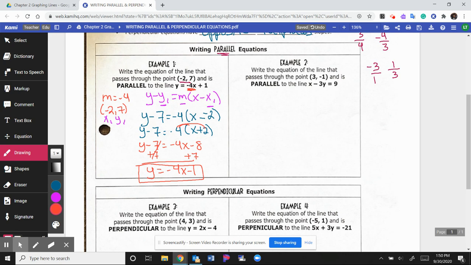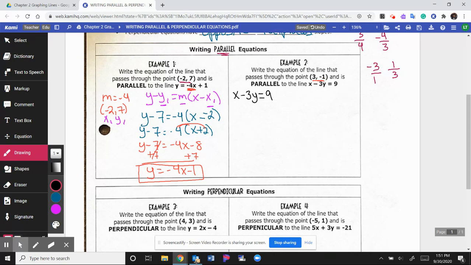Okay, let's take a look at example number 2. Write the equation of the line that passes through the point (3, -1), and it is parallel to the line x - 3y = 9. If you think back to what we did in example number 1, we looked for the slope here, but we have a small problem. We can't identify what the slope is of the equation as it's given to us. So instead, we need to get it into slope-intercept form first.